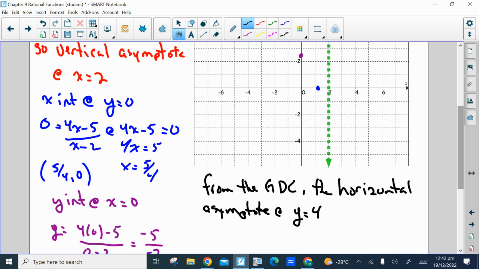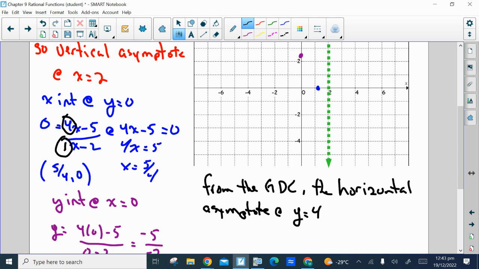And if you look at the original equation, I want to point out that the degree of the top and bottom is the same. They're both first degree polynomials on the top and the bottom. They're both x's to the power 1. And if you take the coefficients of the x's, which are positive 4 on the top, positive 1 on the bottom, and you divide them, 4 divided by 1, you actually get 4. And this is actually how you can get where that horizontal asymptote is.